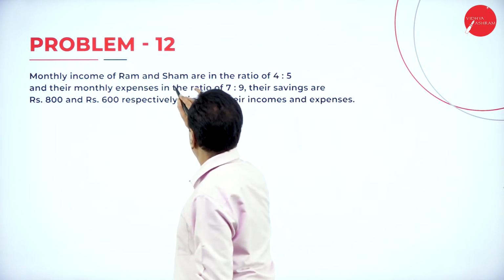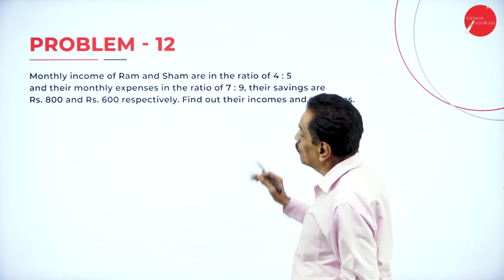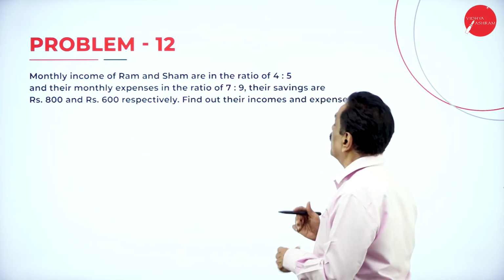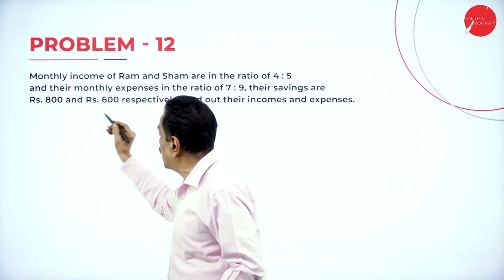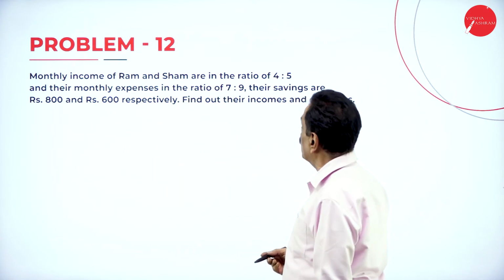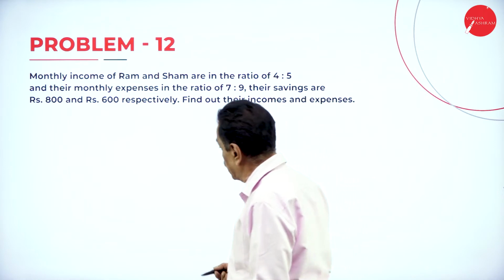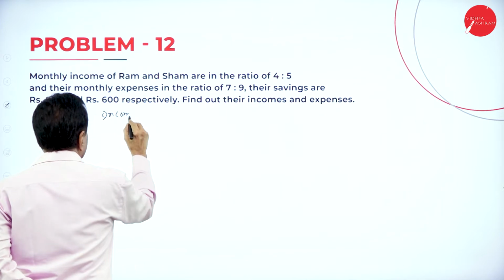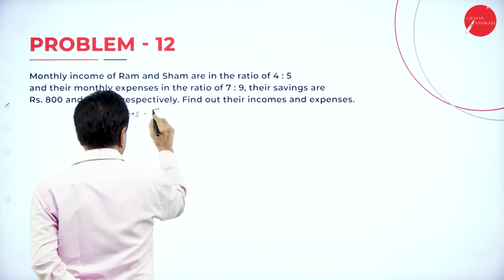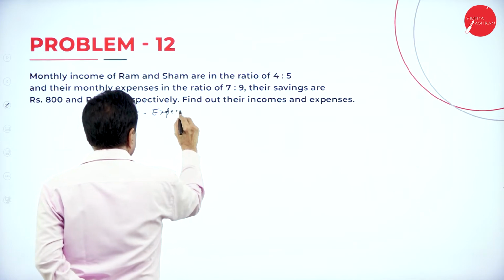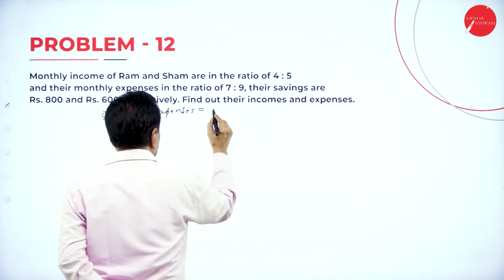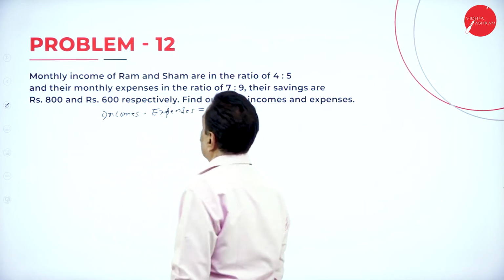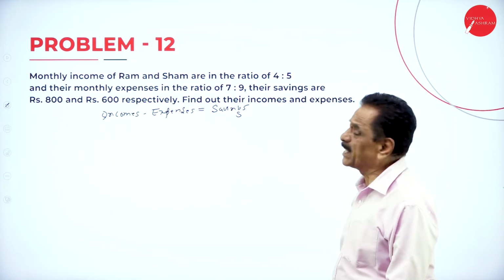Monthly incomes of Ram and Shyam are in the ratio of 4:5 and their monthly expenses are in the ratio of 7:9. Their savings are rupees 800 and rupees 600 respectively. Find out their incomes and expenses. There is a formula: income minus expenses is equal to savings. This is a regular formula. Our income minus savings is equal to expenses.